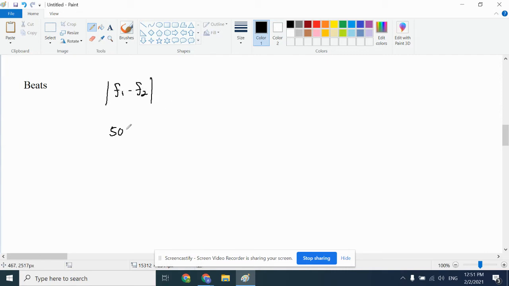So in this case, 500 minus 505. Put them in absolute values. It doesn't matter which number is bigger than the other. The point is, you're going to hear 5 beats. That means you're going to hear that whoa, whoa, whoa sound. You'll hear it 5 times in 1 second.